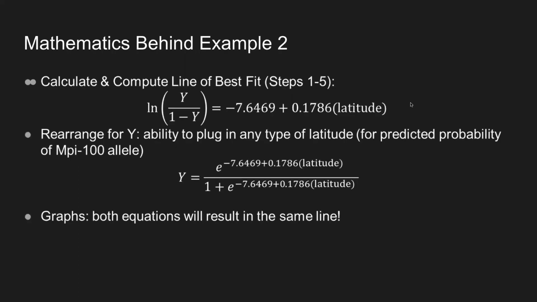So this is the line of best fit for this particular example, and you have to rearrange for y, so you can put in any latitude and get the probability of the 100 allele. These graphs do result in the same line, so you can use any of the models, but I think the y one is definitely the one to use, because it reflects the general logistic regression model that I showed earlier. I'll show you how the graph looks in the next slide.